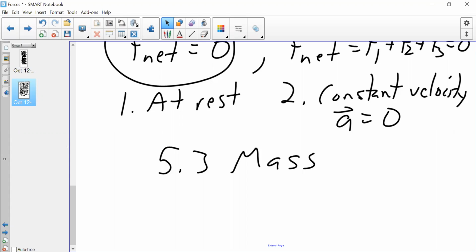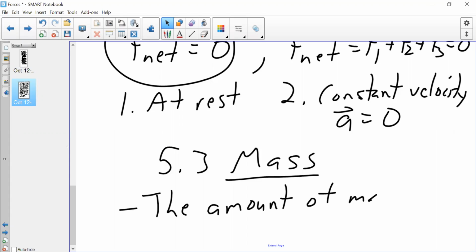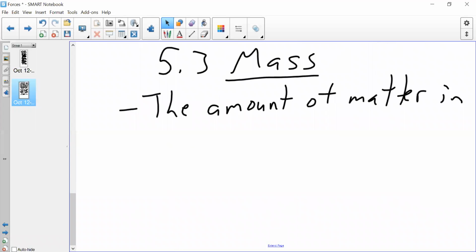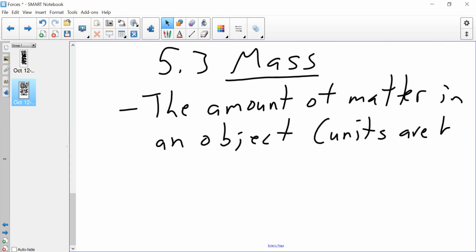So section 5.3, we deal with the concept of mass. Mass is really just the amount of matter in an object. The units of mass, we already know, kilograms, grams, any version of gram. Our typical unit is the kilogram. Mass is different from weight. We're going to see that weight is just mass times gravity.